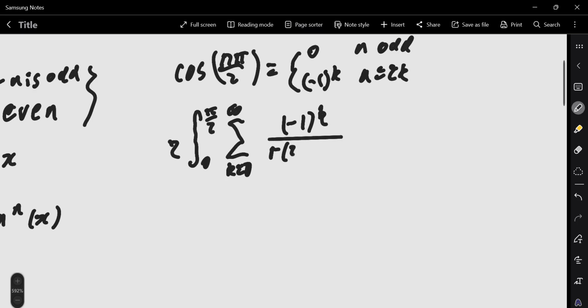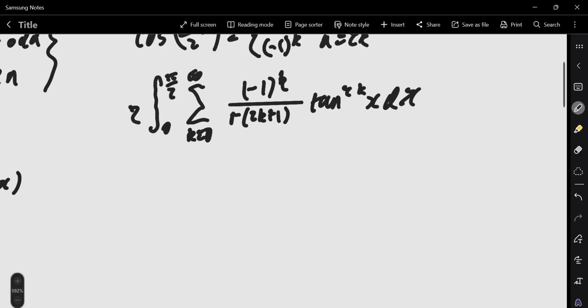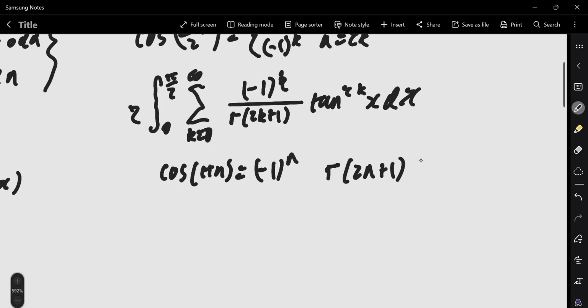Gamma of 2k plus 1 now, tan to the 2k of x. Sorry that there's no brackets. So now n is even, right? It's the 2k. So cos of pi n, did I just write this? I swear I just wrote this out. Equals minus 1 to the n. I did. I should probably read my notes as I talk. And then gamma of 2n plus 1 now is just going to be the 2n term factorial.